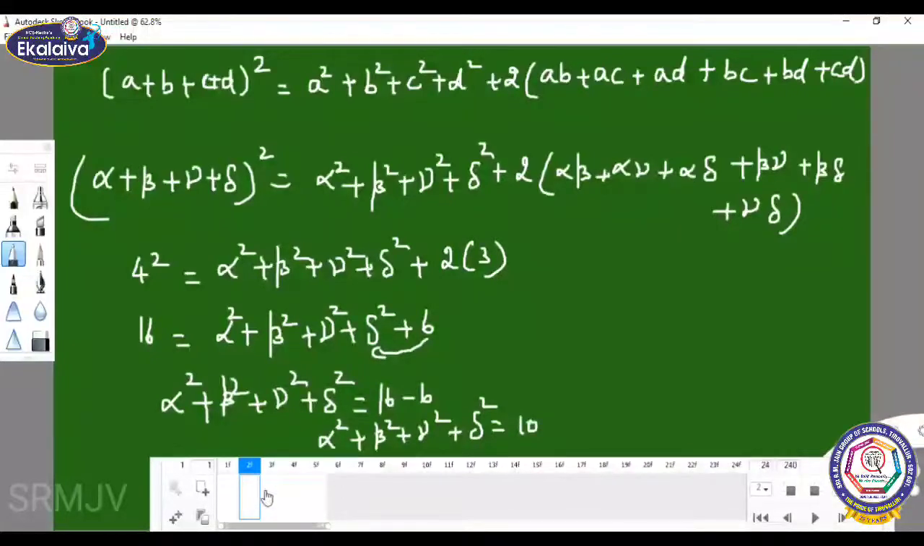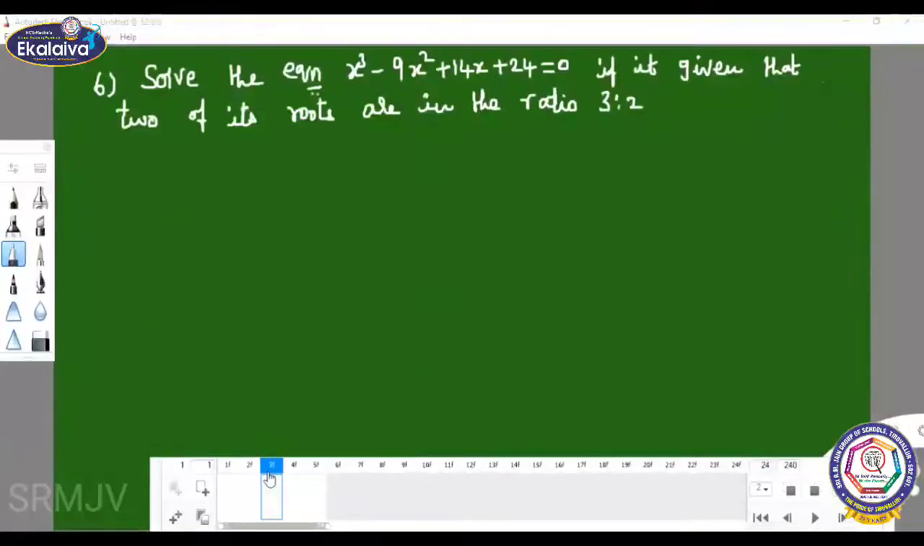Now we move on to the next sum, sixth sum. Solve the equation x cube minus 9x square plus 14x plus 24 equal to 0, if it is given that two of its roots are in the ratio 3 is to 2.